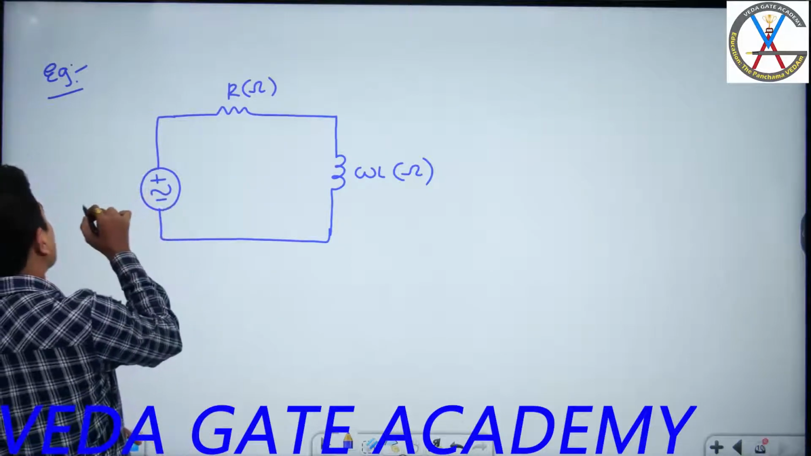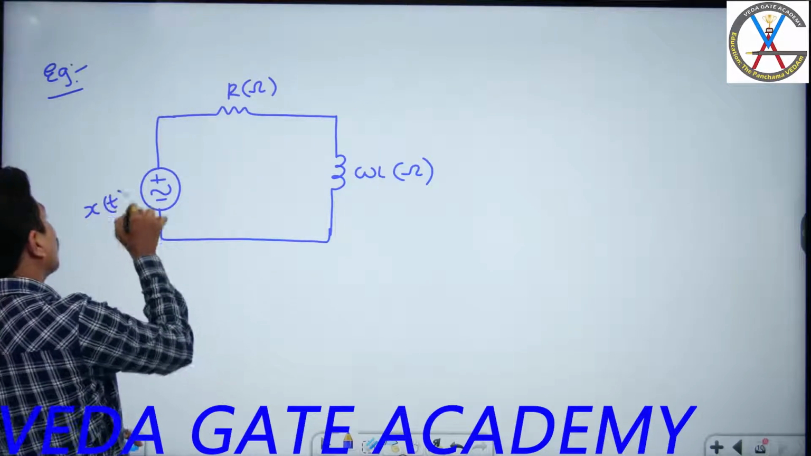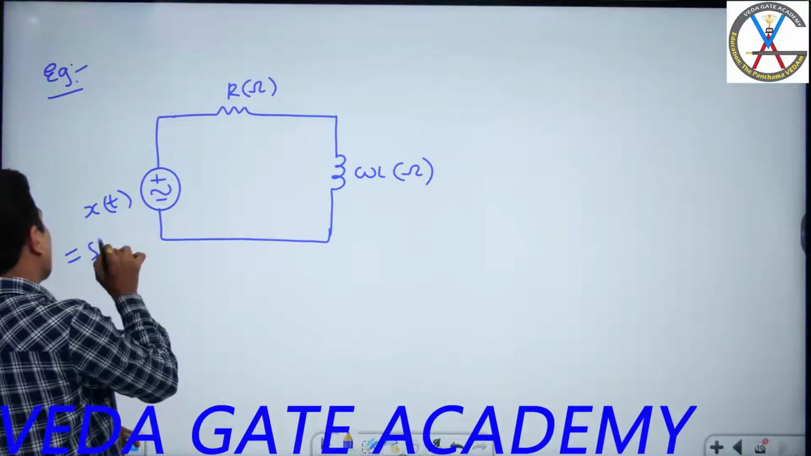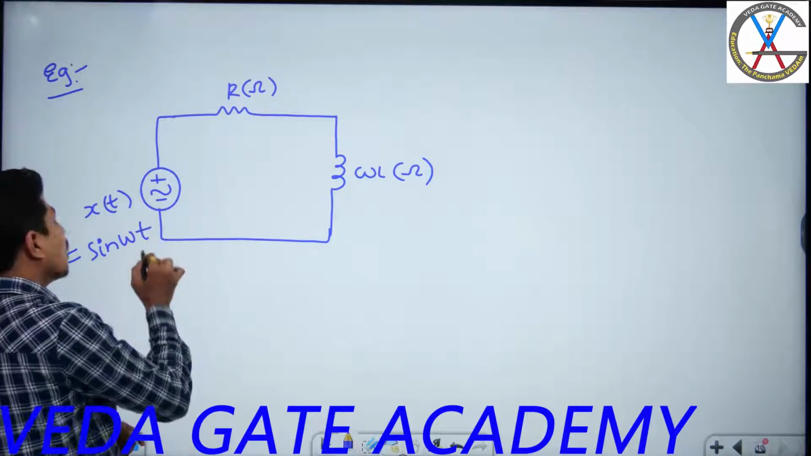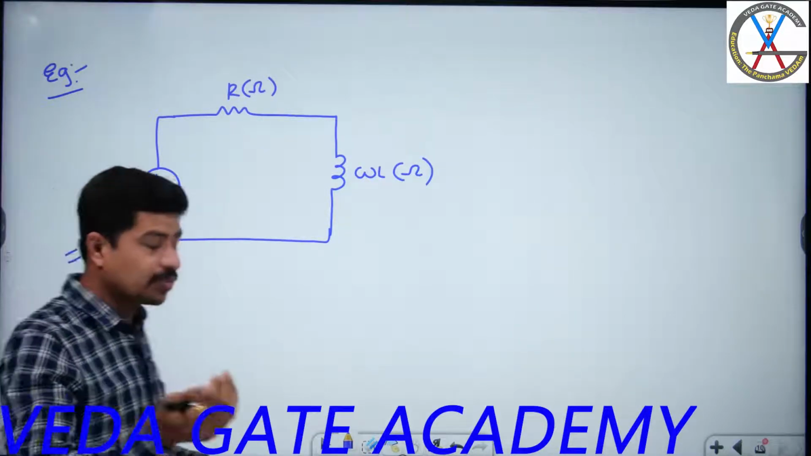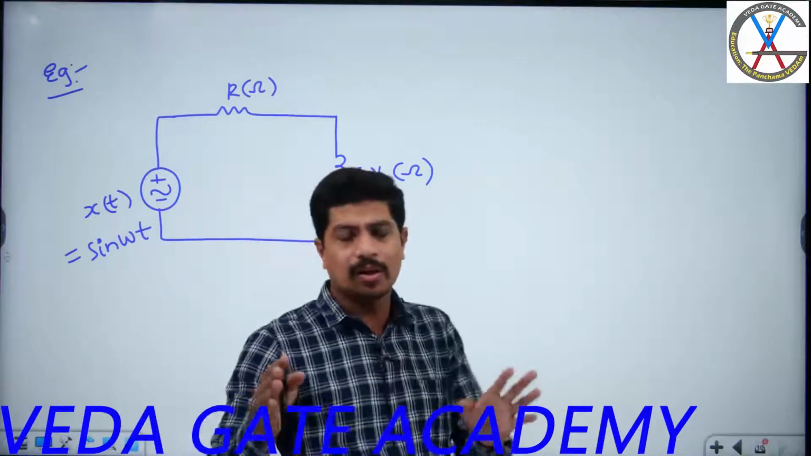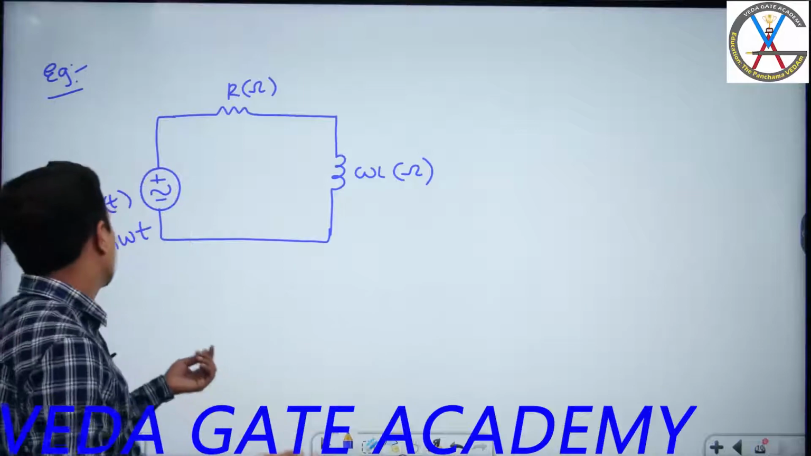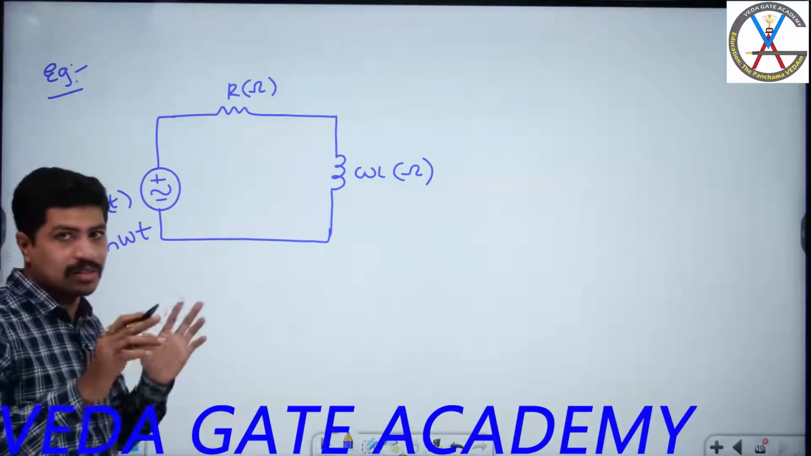Here x of t is sin omega t. Suppose x of t is equal to sin omega t, and imagine that the switch is closed at t equal to 0. Then there are no transients. There are a lot of things to discuss about AC transients. You might have discussed them already in AC analysis or transients in network analysis. That's why I'm not discussing all those things.